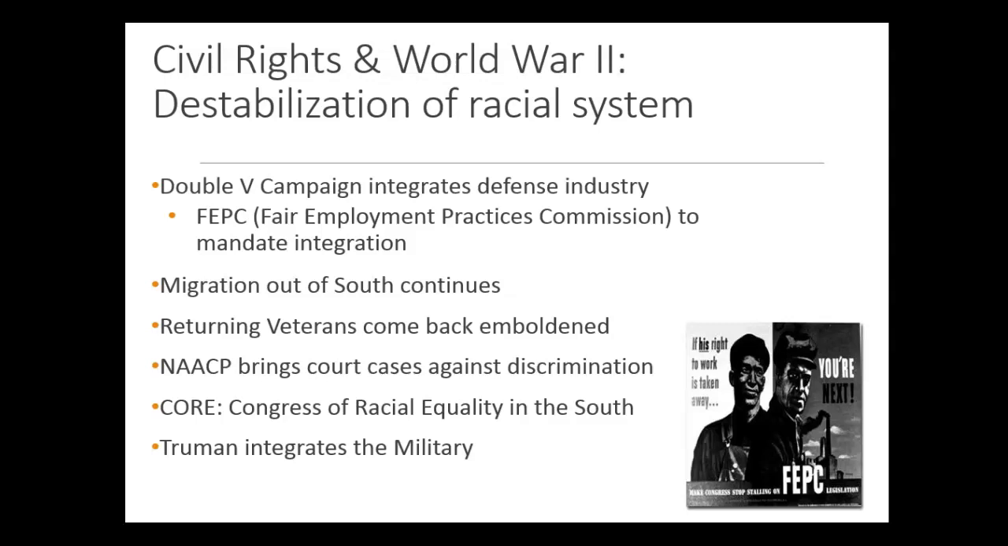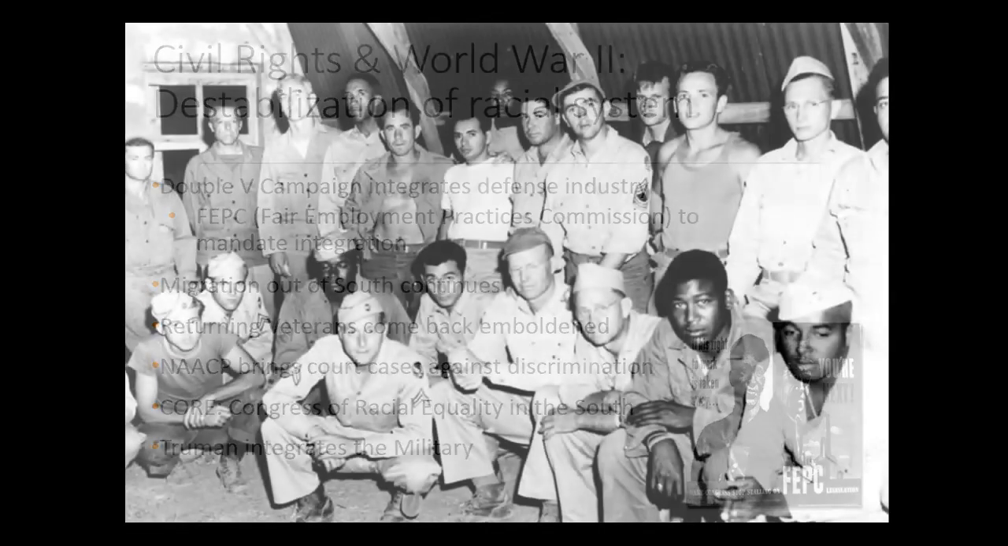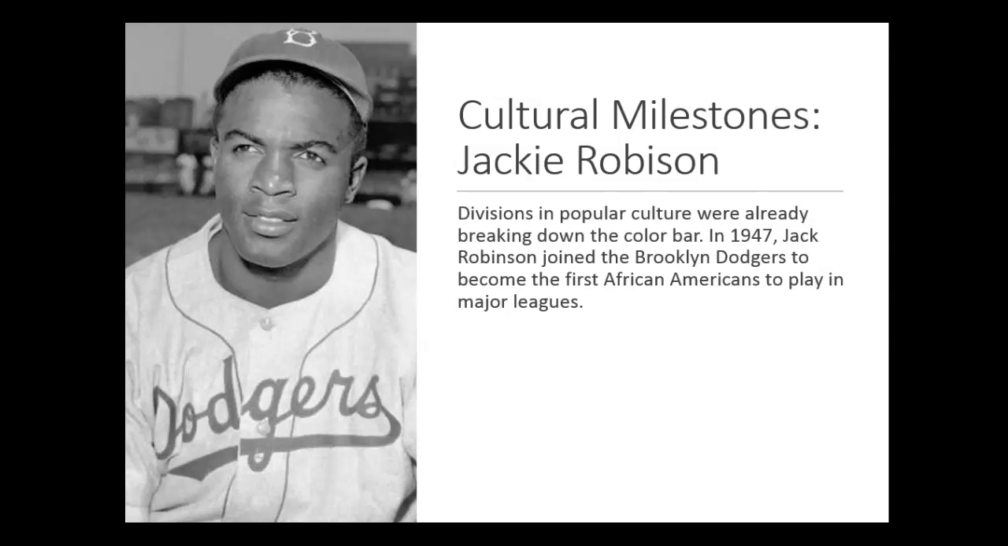Moreover, after the war, returning veterans come back emboldened, having honorably served our country and coming back home to a segregated society, resulting in further organization by those who wanted change. In the post-war years, we will see the creation of CORE, or Congress of Racial Equality. Then during the Korean War, Truman finally desegregates the armed forces. We also begin to see other positive signs, like popular culture slowly breaking down the color bar. In 1947, Jackie Robinson joined the Brooklyn Dodgers to become the first African American to play in the major leagues.